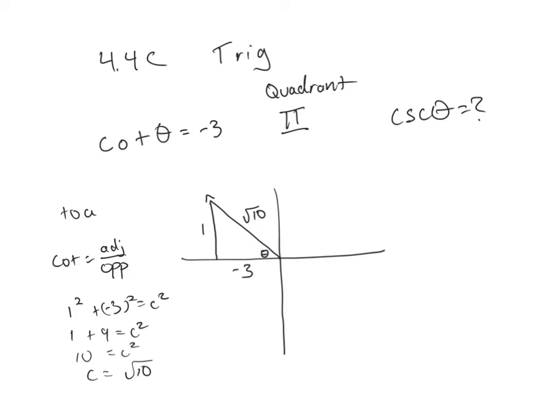All right, so let's get our answer now. So our cosecant must then equal, remember our cosecant is the inverse of our sine. Our sine is opposite over hypotenuse. Cosecant is hypotenuse over our opposite then. So our cosecant must equal root 10 over 1, or just root 10 as our number.